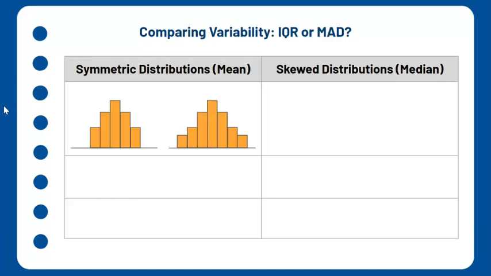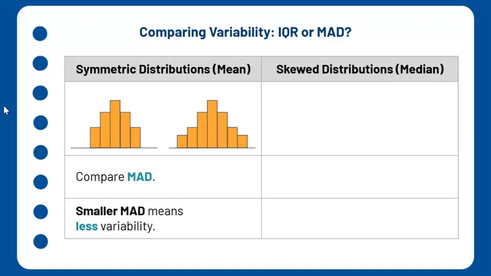Say, for example, you have two distributions best represented by the mean, such as the two roughly symmetrical distributions. You calculate and compare the MAD. Whichever one has the lower MAD has less variability. So in the two examples, you can see that this one is less spread out, so it would have a smaller MAD and less variability.